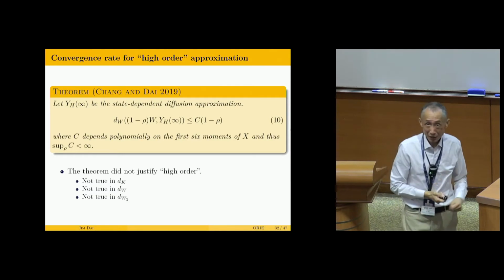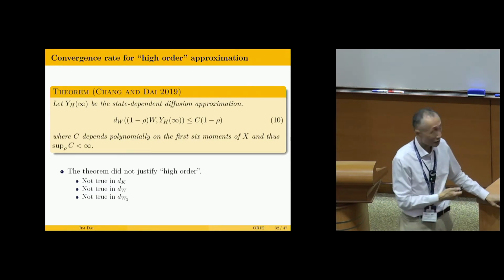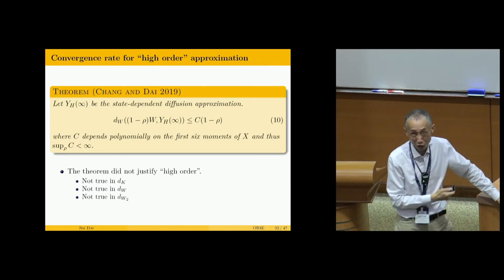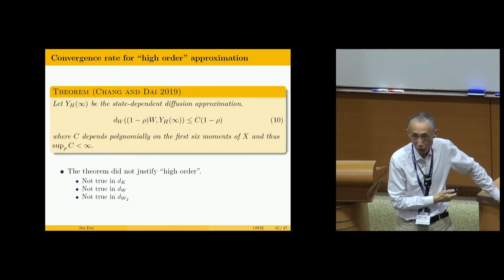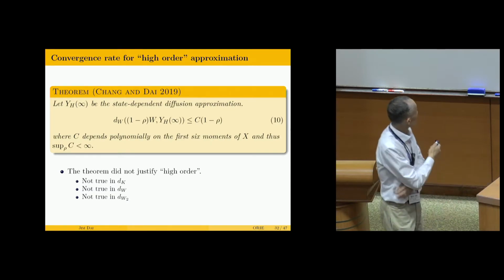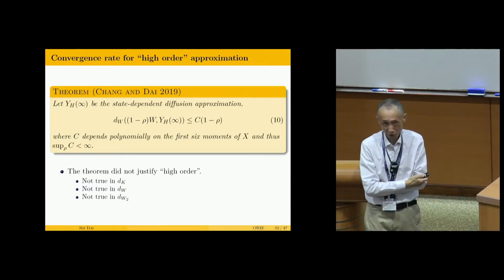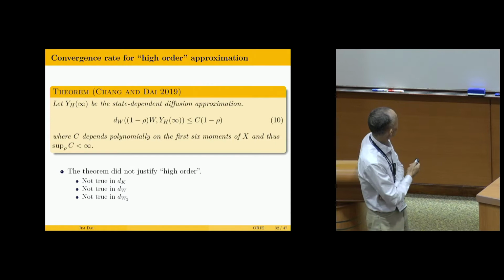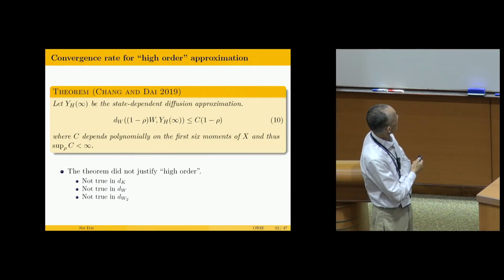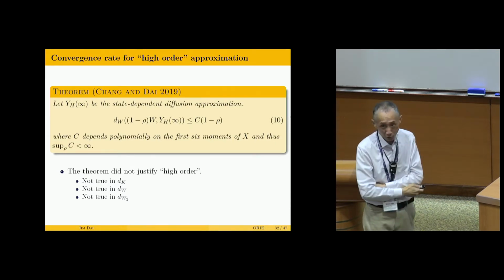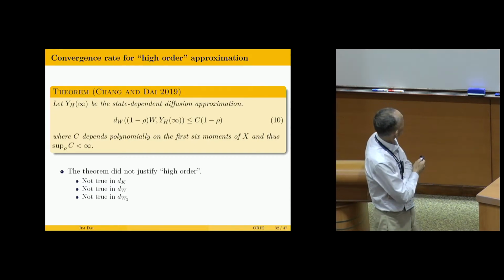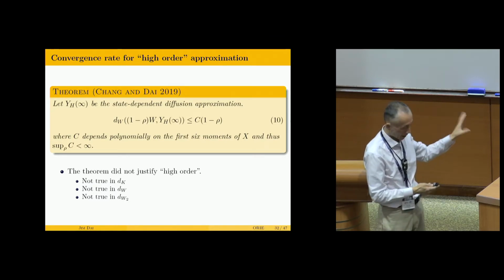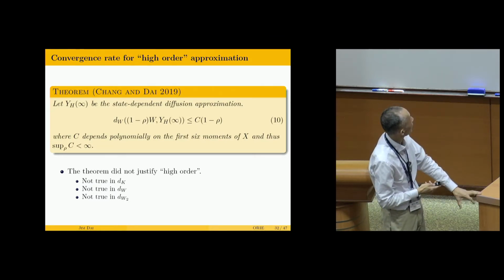But I'm disappointed by this. Certainly it's not high order. I was expecting something high order, 1 minus rho squared or something. So this theorem does not justify the term high order. And indeed, we realize it's not true in Kolmogorov distance. You don't expect high order convergence in Wasserstein distance, and it's not even true in dW2, because for the first moment we don't have the high order.